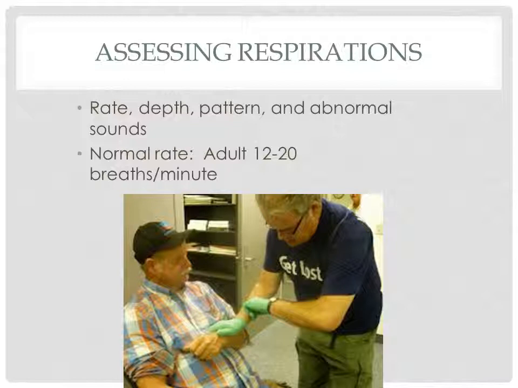You count for 1 full minute if the respiratory rate is irregular or if it is a pediatric client, as pediatric clients frequently will have irregular respiratory rates. Otherwise, you can count for 30 seconds and multiply by 2. Decreased oxygen levels and or increased levels of carbon dioxide can increase the rate.